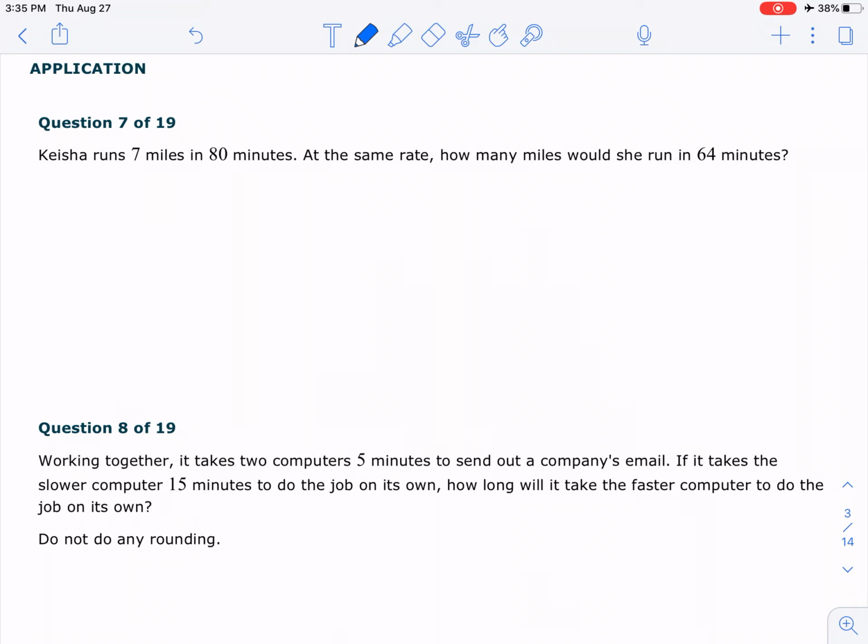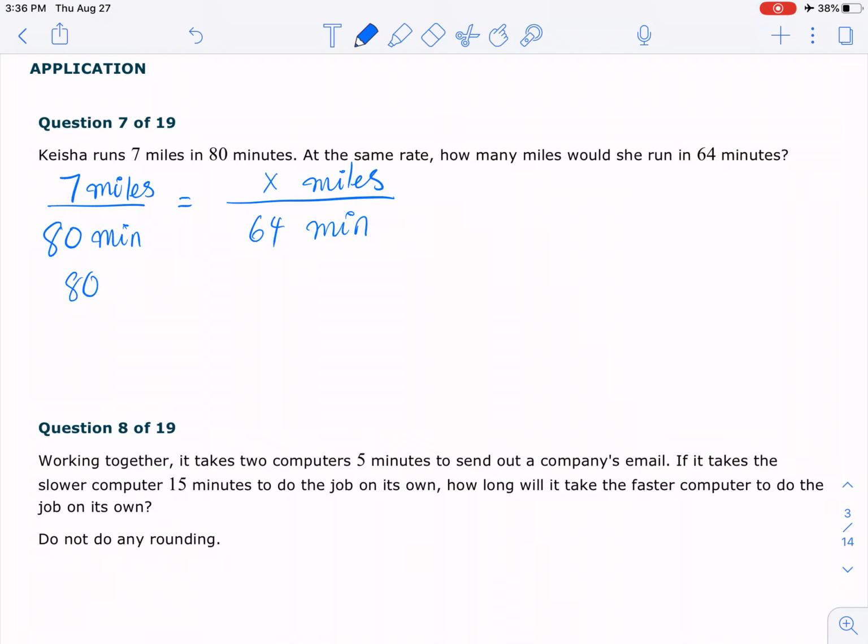When you read the problem, you can tell this is proportion. And for proportion, all you have to do is line up the units. So if I set up 7 miles for 80 minutes, then over here, I better get miles over minutes. We do have 64 minutes. So how many miles? That's x. And then once again, you can just cross multiply. So 80 times x equals 64 times 7.